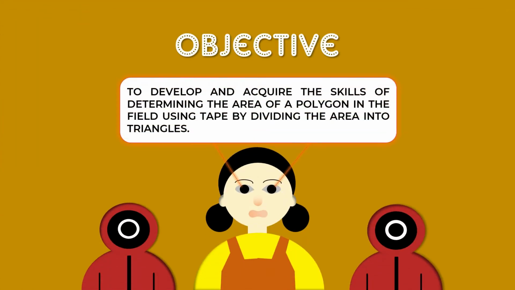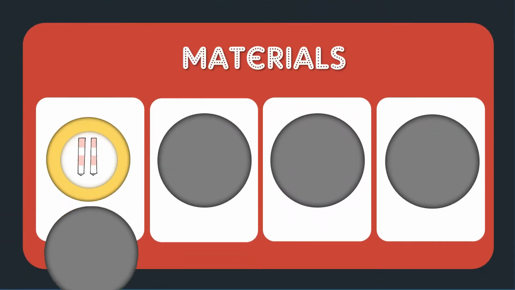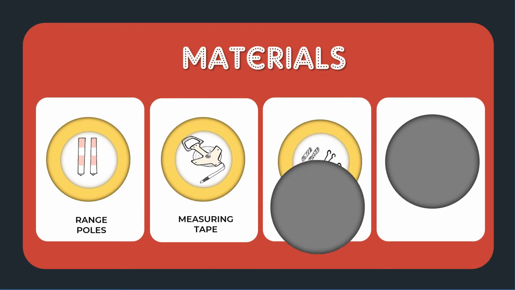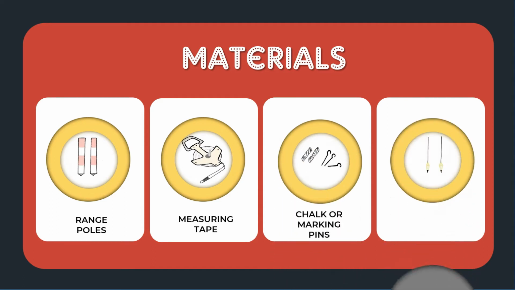Objective: to develop and acquire the skills of determining the area of a polygon in the field using tape by dividing the area into triangles. The materials used are range poles, measuring tape, chalk or marking pins, and plumb bobs.